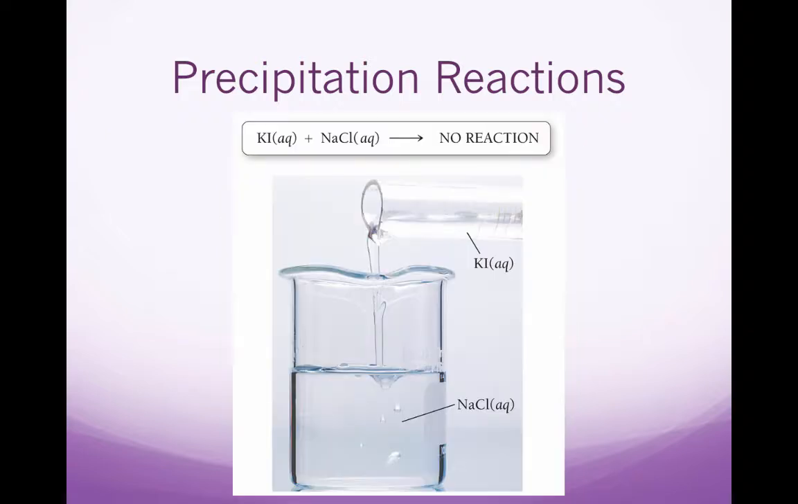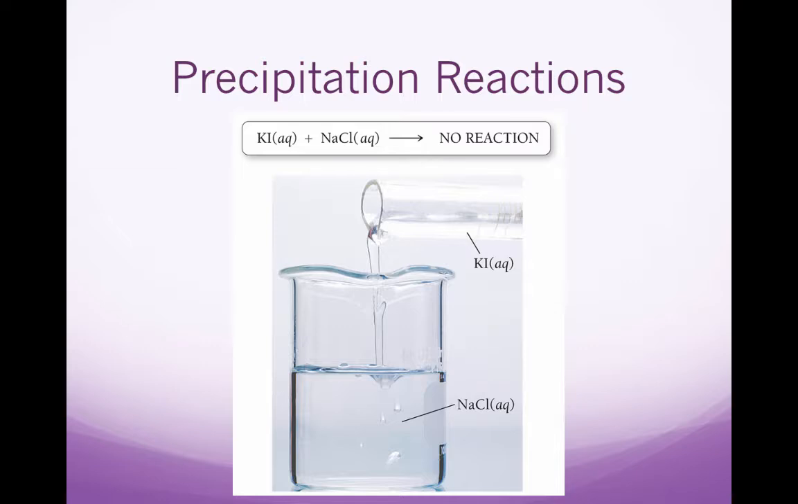So then you can also mix two things like potassium iodide and sodium chloride and have no reaction occur. That's because potassium iodide and sodium chloride are soluble, and potassium chloride and sodium iodide, which is what they would make, are also soluble. So no reaction happens when you mix these.